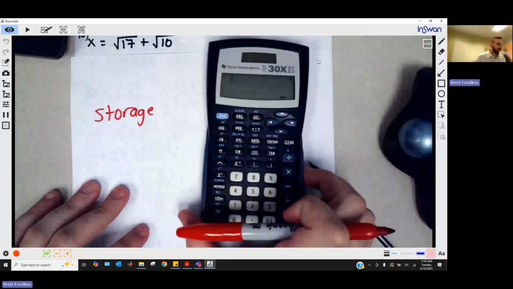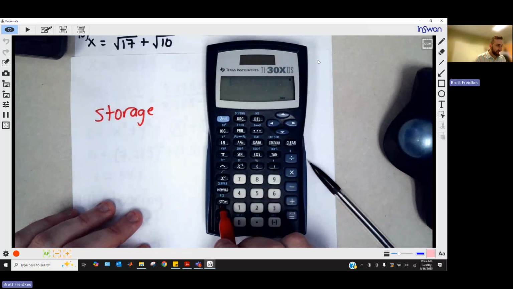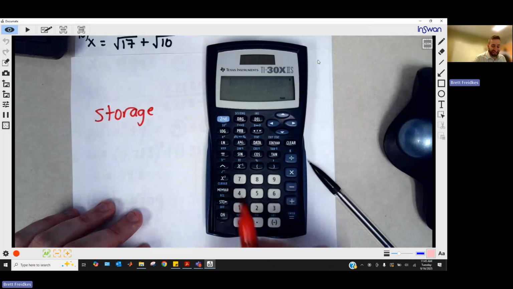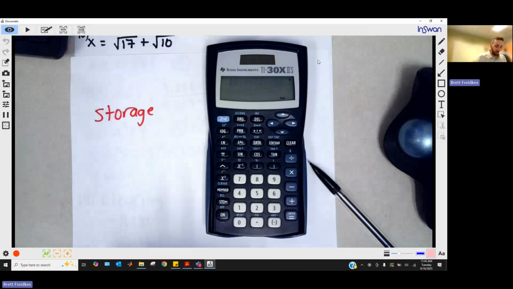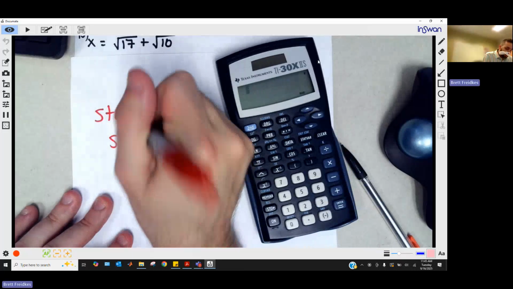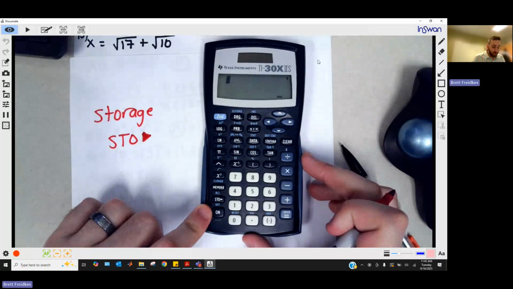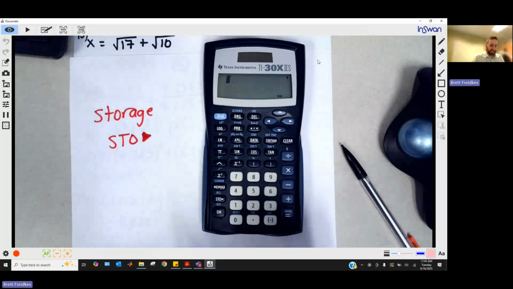If we go ahead and think about storage, meaning memory, there's this button STO here that will be useful to us to store values you want to keep saved in your calculator. So this is going to be STO. That's a little arrow there, I guess. And that's meaning to store. So let's give an example of this.